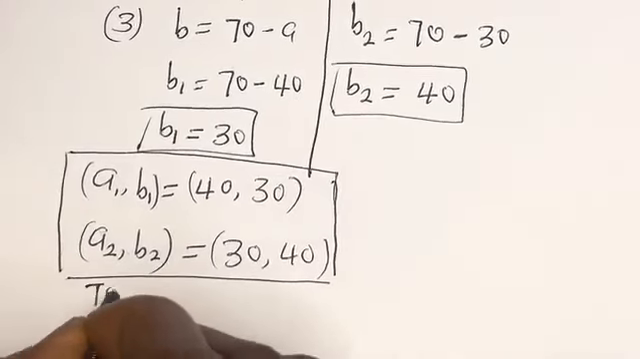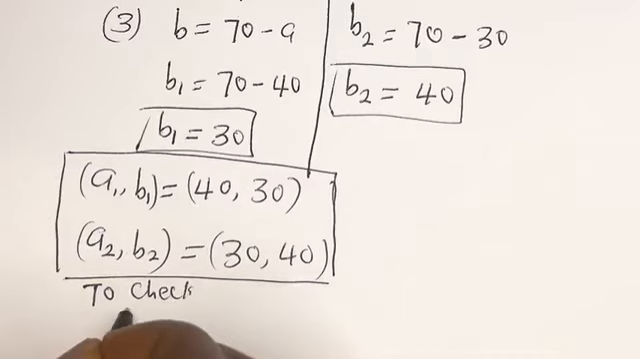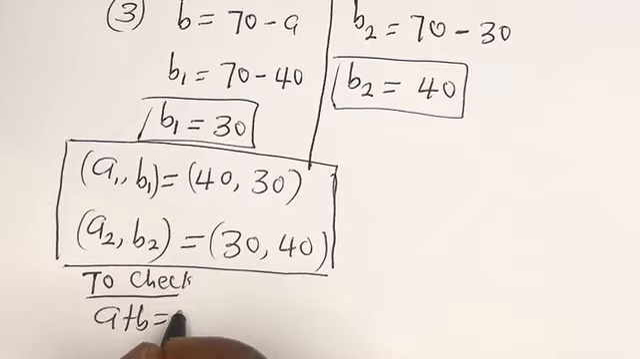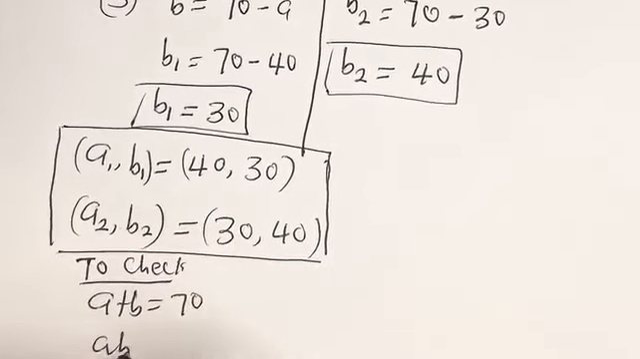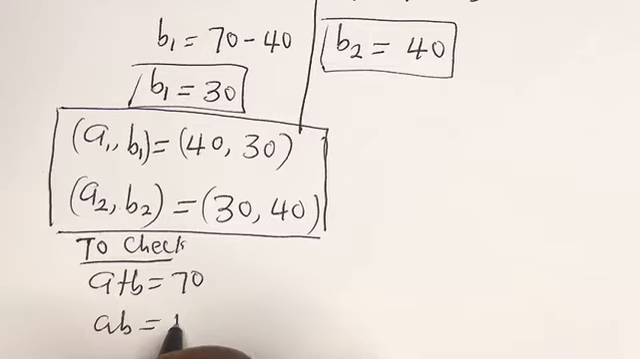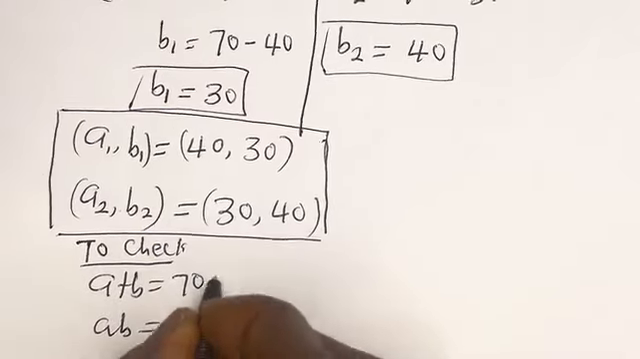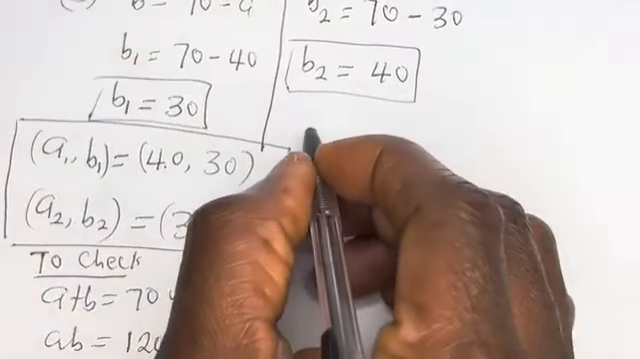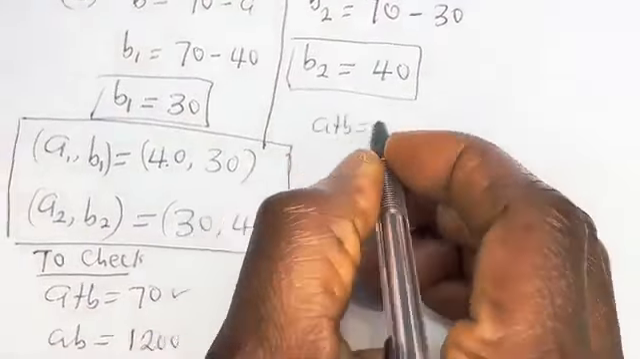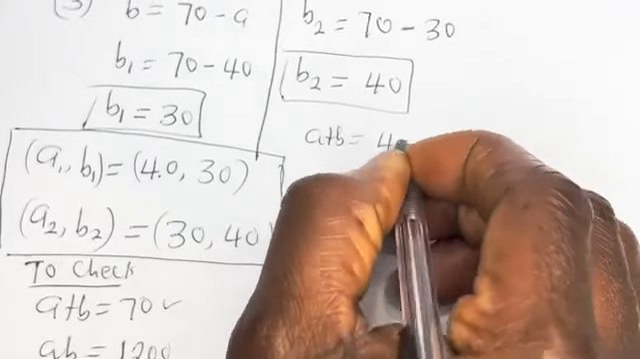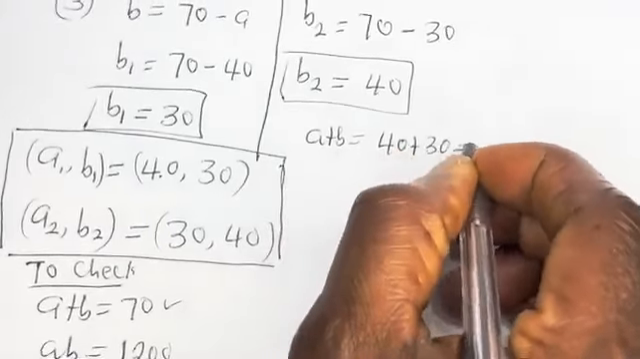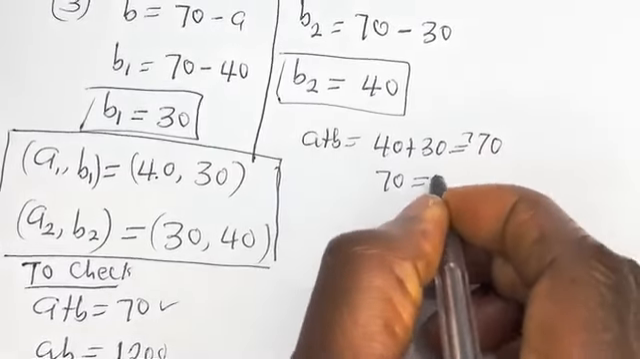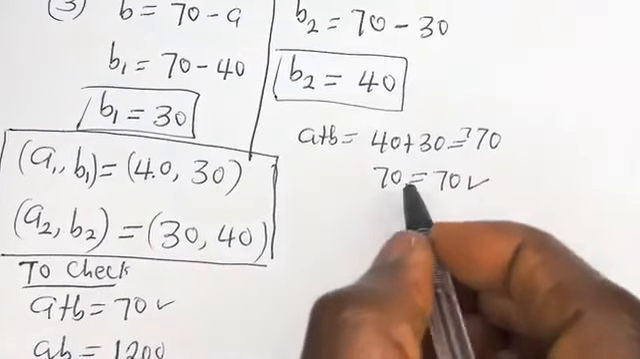Let's check. To check, we have the given equations. A plus B is equal to 70. AB is equal to 1200. Let us consider this when A is equal to 40 and B is equal to 30. Then A plus B, 40 plus 30 must be equal to 70. 40 plus 30, this is 70, is equal to 70, which is true.